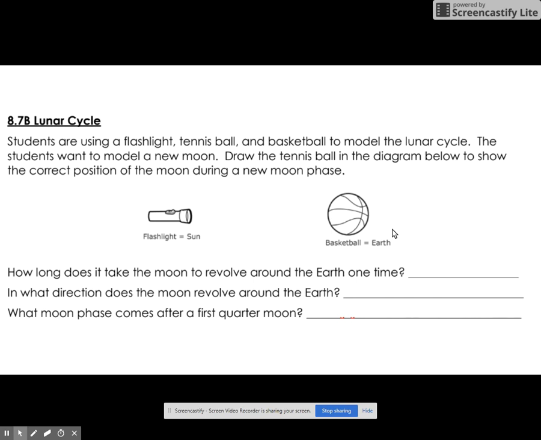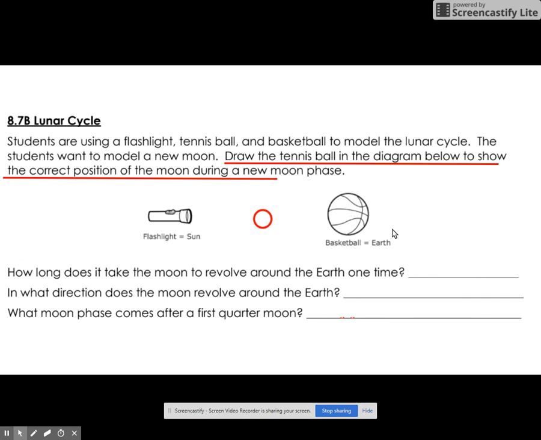All right, this scenario is saying that students are using a flashlight, tennis ball, and a basketball to model the lunar cycle. The students want to model a new moon. Draw the tennis ball in the diagram to show the correct position of the moon during a new moon phase. We know that a new moon is fully black, so that means that particular moon is blocking the sun's rays from our view. So we would draw that moon right in front of the flashlight.